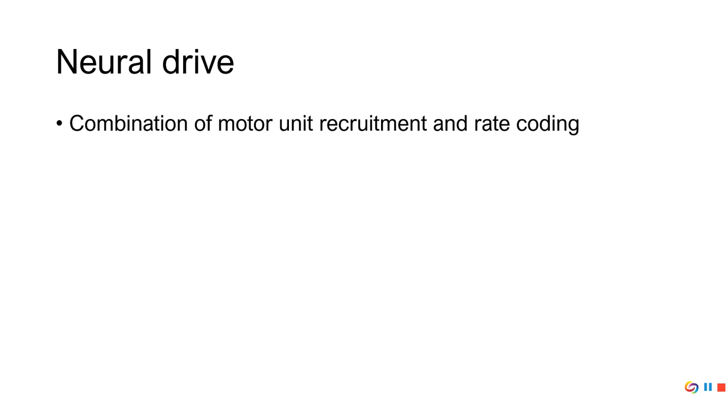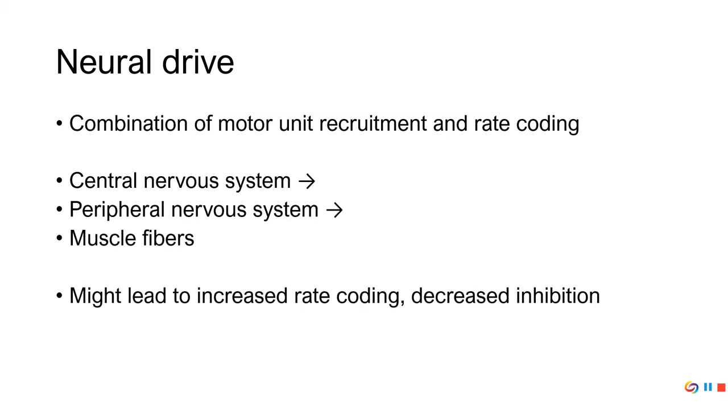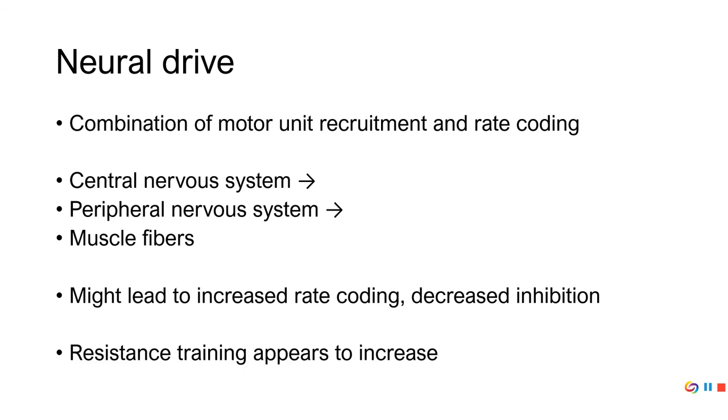Like I said, the nervous system can only send out so much signal at once. The central nervous system will talk to the peripheral nervous system, which will activate the fibers. So if we increase the ability of the central nervous system to send out signals, then we can recruit more motor units. More motor units, more cross bridges, more force. There is some evidence to suggest that resistance training does in fact increase the amount of neural drive that we have.